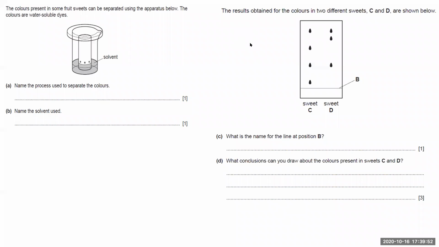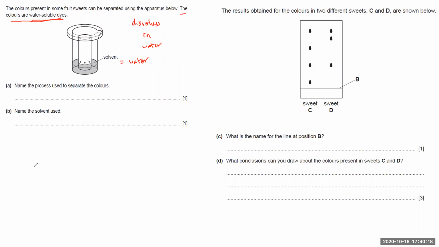Let's discuss. Now, colors present in some fruit sweets can be separated using the apparatus below. The colors are water-soluble dyes. There are a lot of clues in the question. Water-soluble means that it dissolves in water, so if it dissolves in water, then for your solvent, you use water.